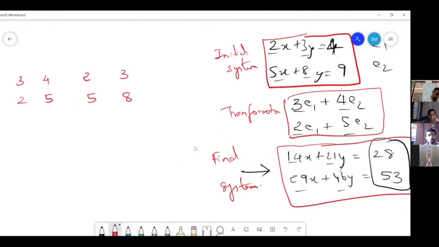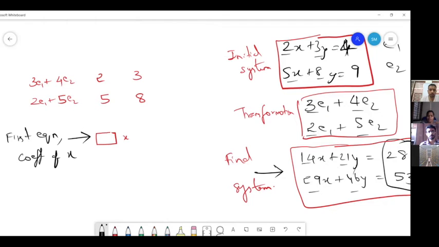Now in the final system, if I have to find just the first equation's coefficient of x, how will I find it? Let me write it as 3 times E1 plus 4 times E2 and 2 times E1 plus 5 times E2. Now, if I have to find the coefficient of x in the first equation, what operation should I do? First equation means 3E1 plus 4E2.